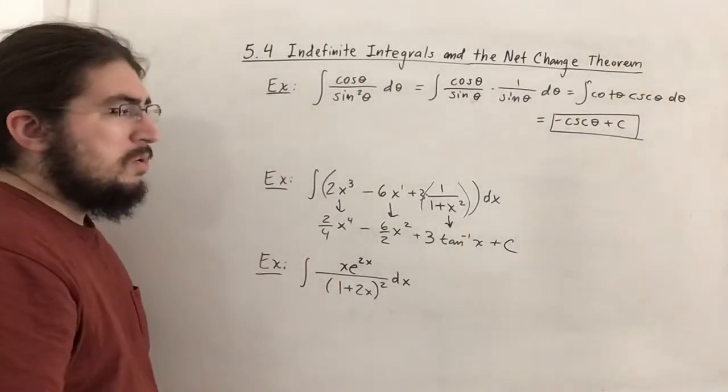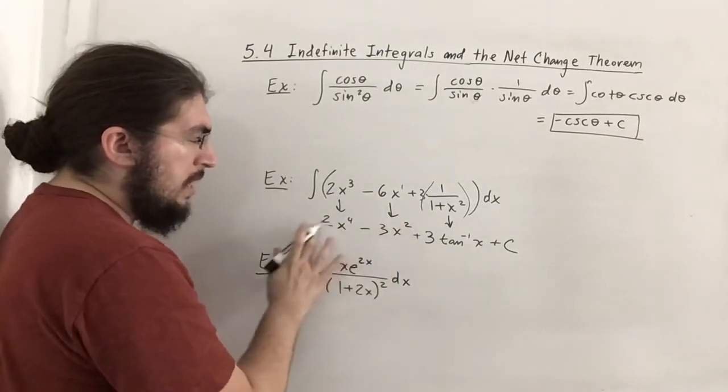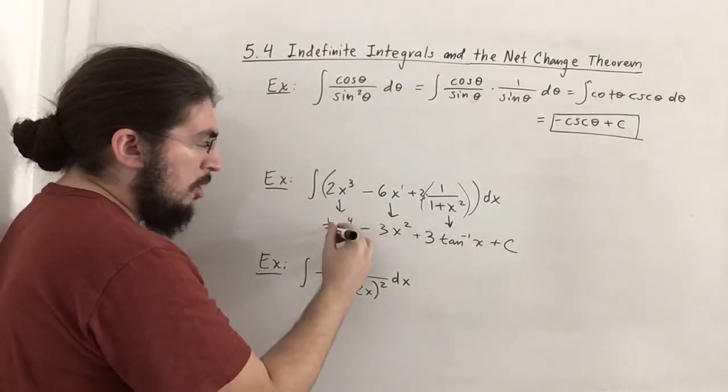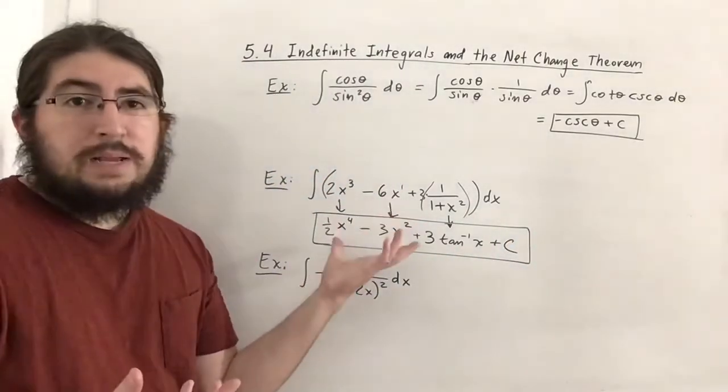The only thing we should do is simplify. I'm just going to do that here by erasing. 6 over 2 is 3, 2 over 4 is 1/2. So I hope that's not too hard to see, and I'm going to call it a day with that one.